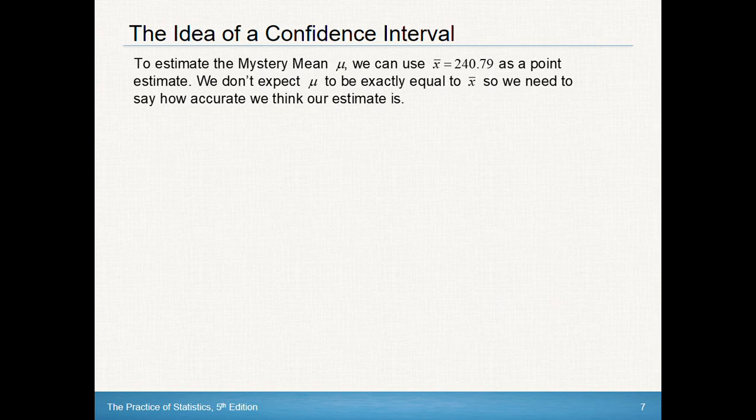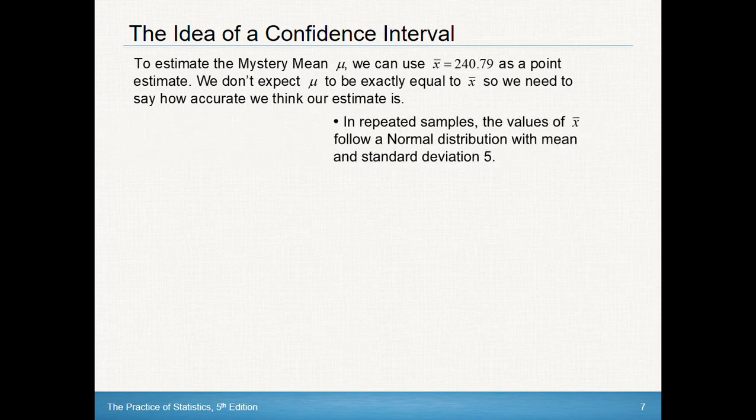So what we're going to do is use that statistic that we calculated in the beginning to be a point estimate. So 240.79 is our point estimate. Again, is mu, the mystery mean, going to be exactly the same as that value? Most likely not, but it ought to be a good estimate.